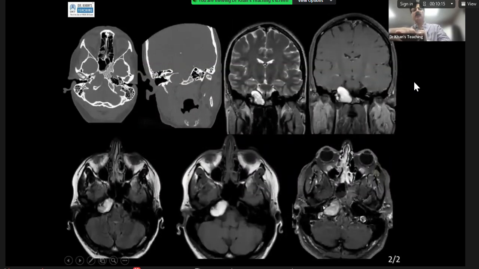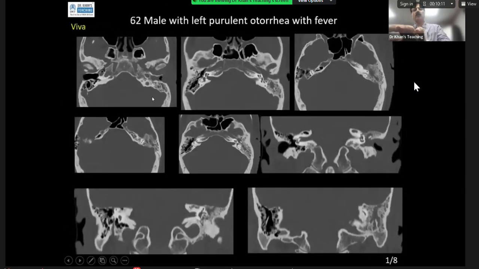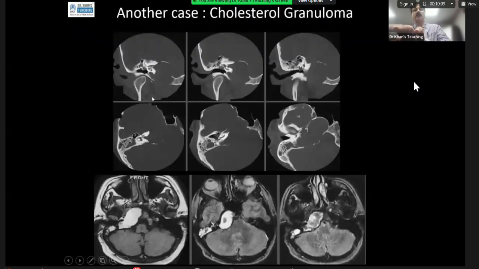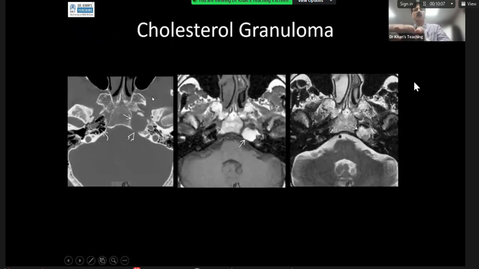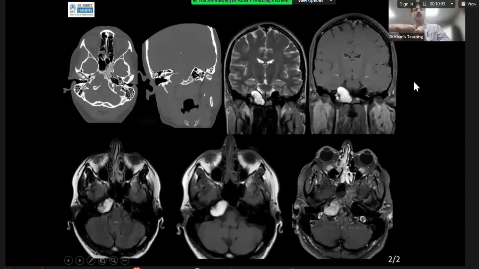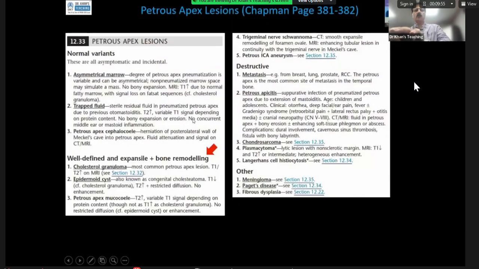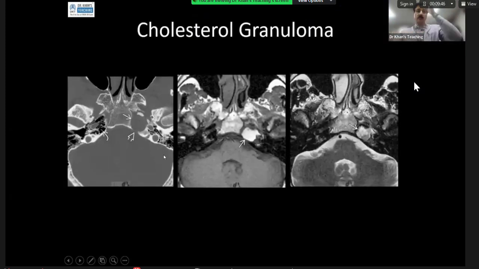Please remember that for aneurysms, there is no concept of aneurysm of the carotid canal like this, because an aneurysm cannot expand the carotid canal. It's a very tough bone. So this is a cholesterol granuloma. And this is from your books, well-defined, expansile. So this is an exam case, by the way.